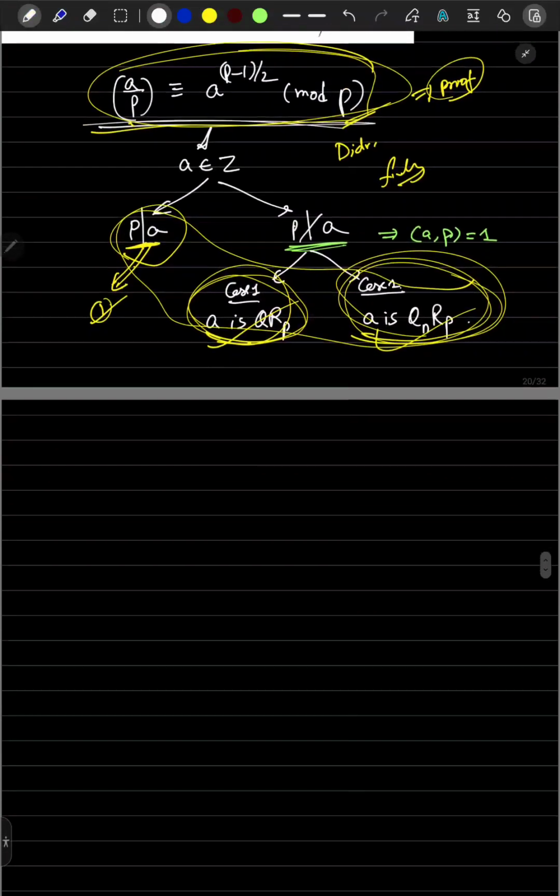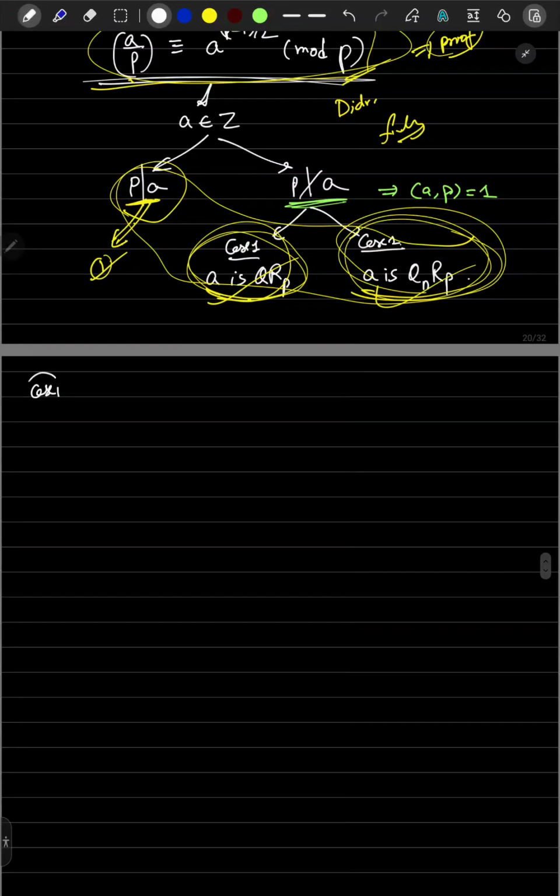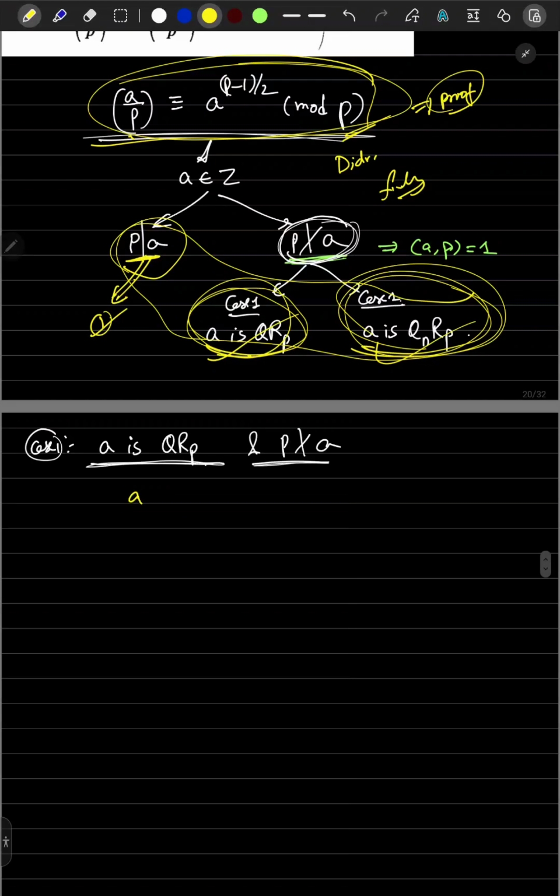Okay, so now take case 1. When I say case 1, A is a QRP, by default in your mind you have to think like this: even if the sir does not explicitly say that P doesn't divide A, it has to appear in your brain automatically. Now, (A/P) is congruent to A^((P-1)/2) mod P. This is what I have to prove.